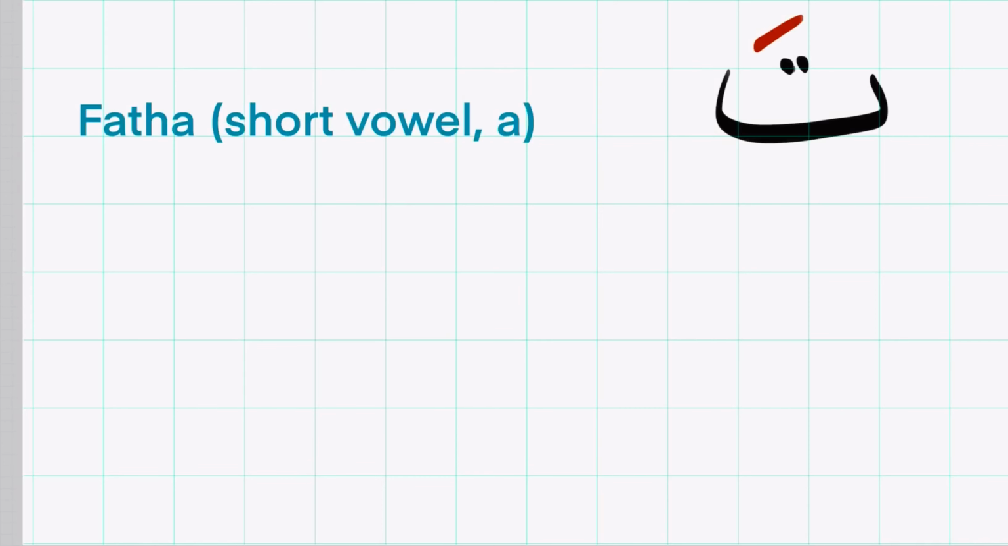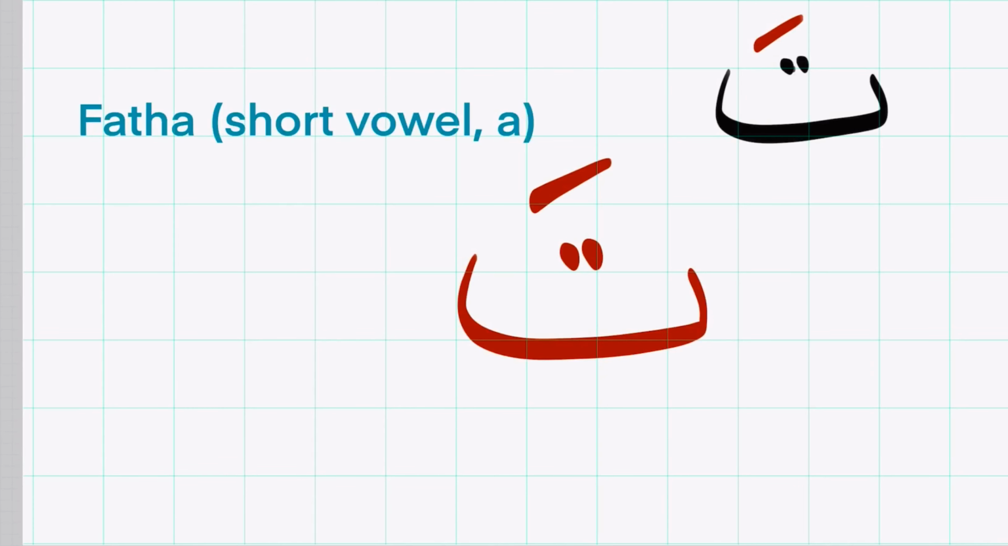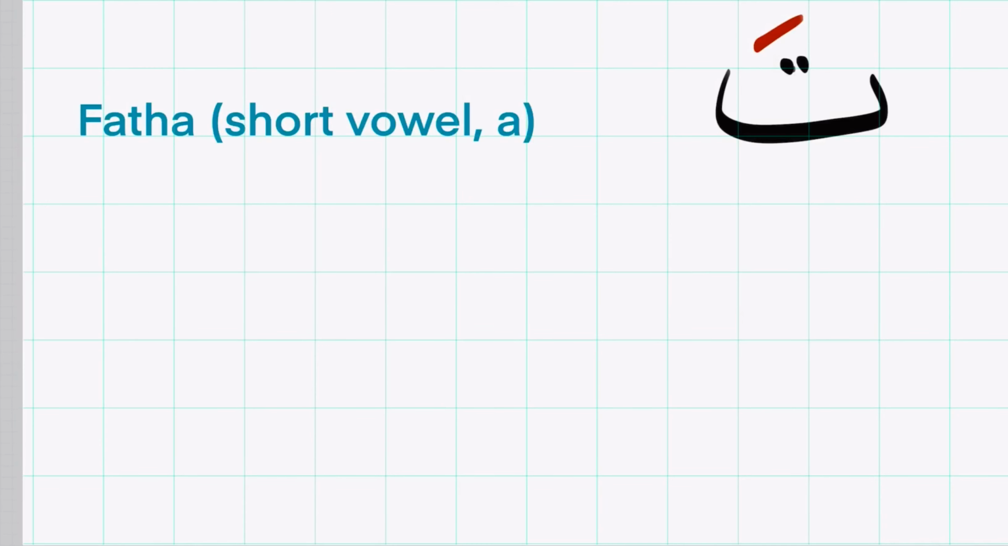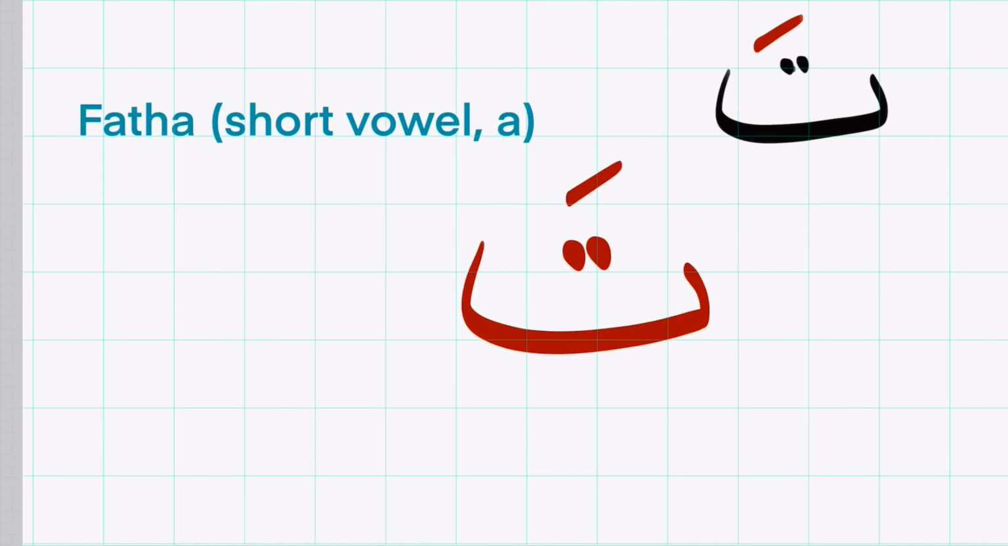So this is how the ta letter would look when it has the fatha on top. How do you think it should be pronounced? Ta. Again, the pronunciation will be ta. Let's try and write it. This is the ta letter with the fatha on top. Pause the video and try to practice. Let's redo. Ta letter with fatha on top.